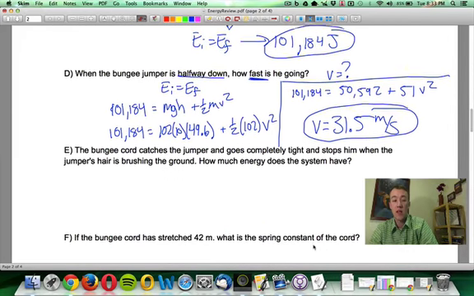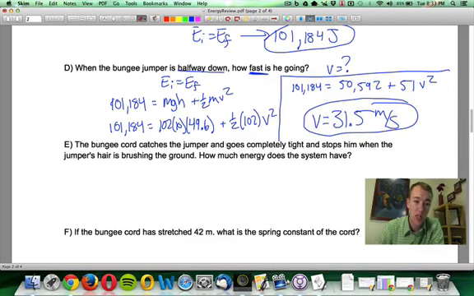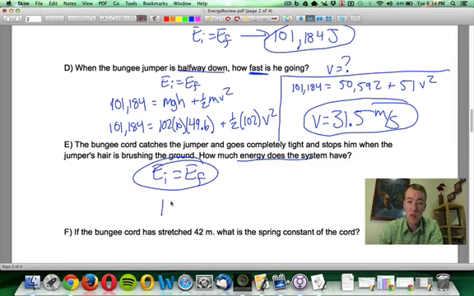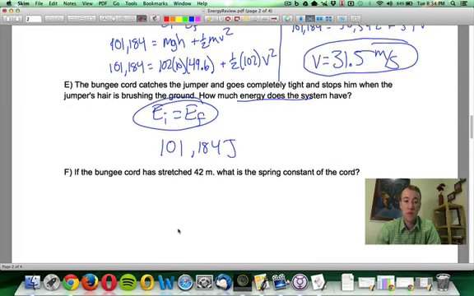Okay. Last up, it says the bungee cord catches the jumper and goes completely tight, and it stops him just as the jumper's hair is brushing the ground. So he's barely reached the bottom of his fall. How much energy does he have there? We didn't lose any energy. We didn't gain any energy. So the total amount of energy is always going to stay the same in this problem. So he's still going to have 101,184 joules. Energy stays the same. We didn't lose any. We didn't gain any.